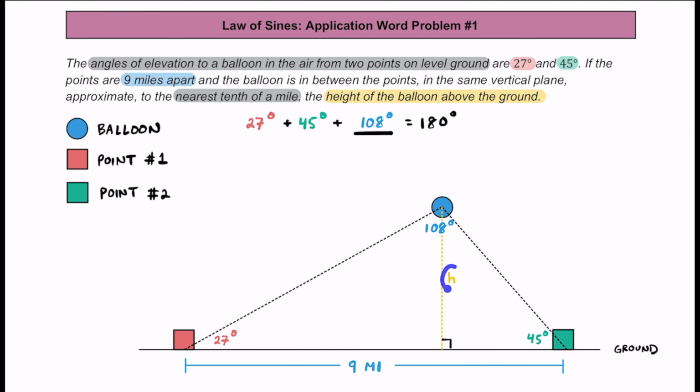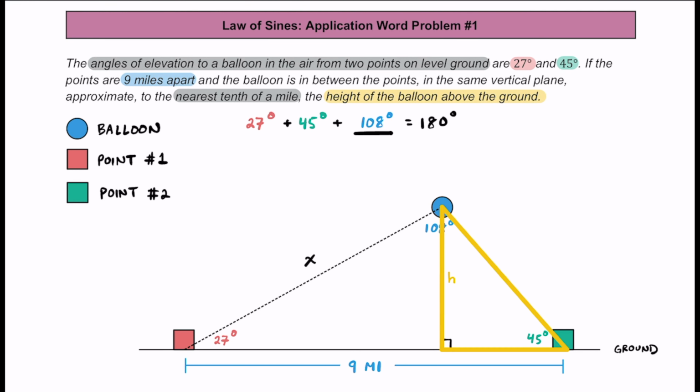To figure out this value of h, or the height of the balloon above the ground, what we're going to have to do is take a look at one of the 2 right triangles. We're either going to take a look at this right triangle over here, and if that's the case, we're going to have to see if we can find out the value of x, or the hypotenuse of this right triangle.